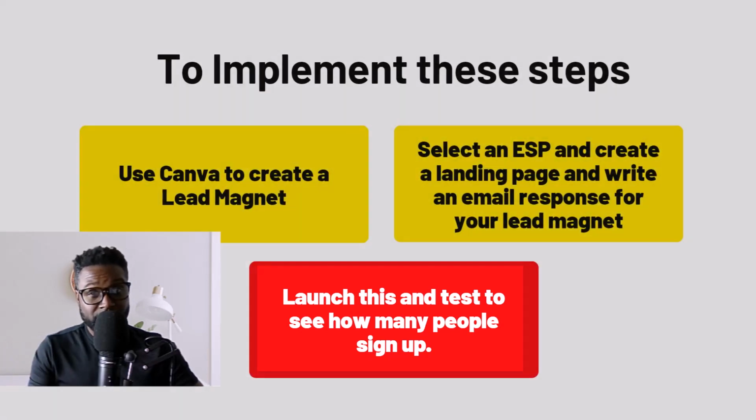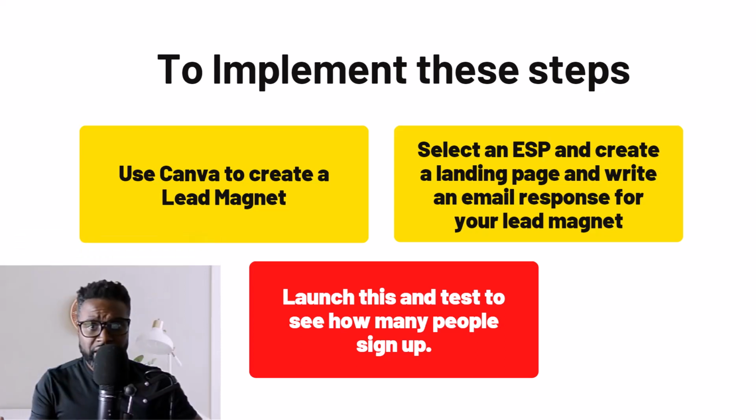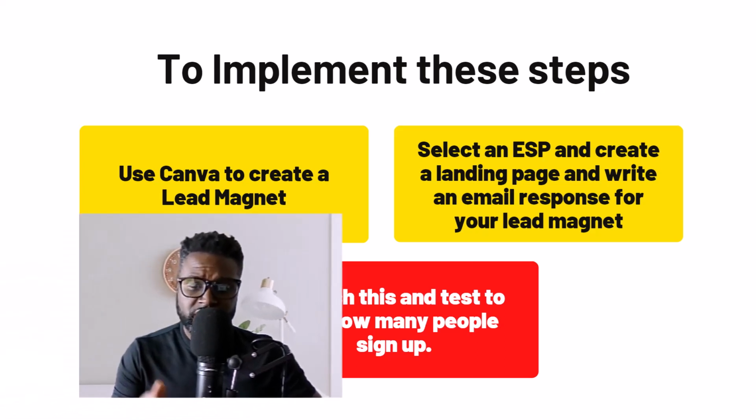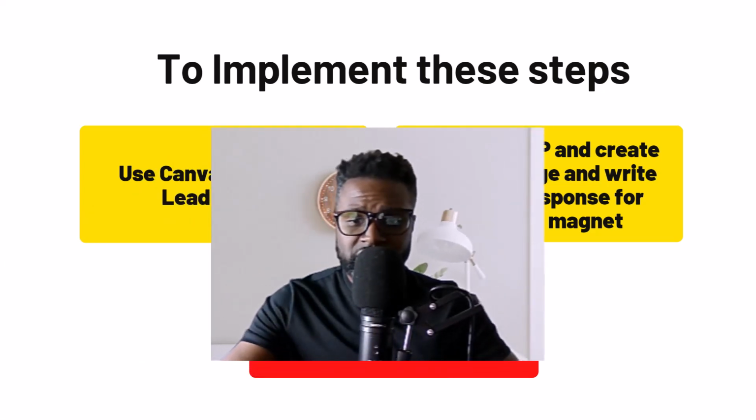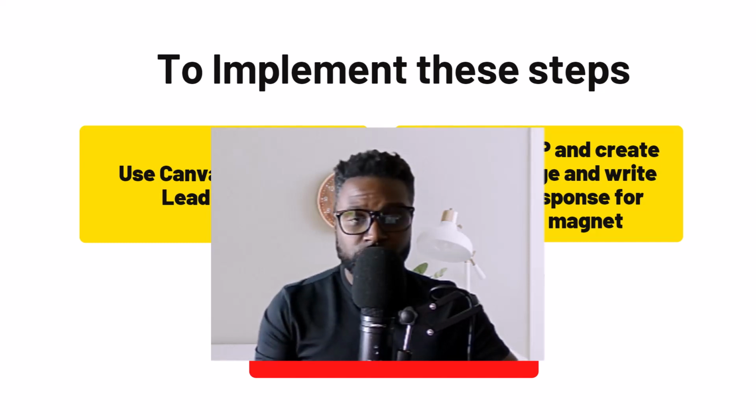Launch this and test to see how many people sign up for it and how many people buy your course. If you don't have a course, then right now we're just building up an email list, something that you own. Blast the link out to your social media, or if you already have an email list, to see who is interested. After this, if not a lot of people sign up, it might not be a good lead magnet, or you may not have the best copy on your landing page.